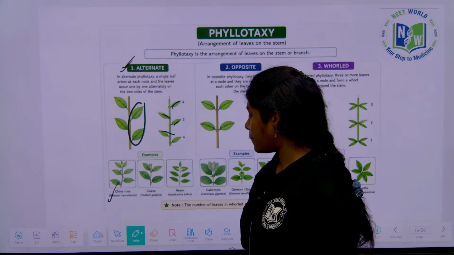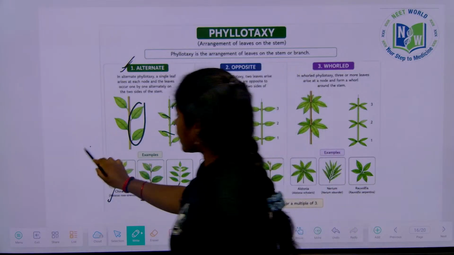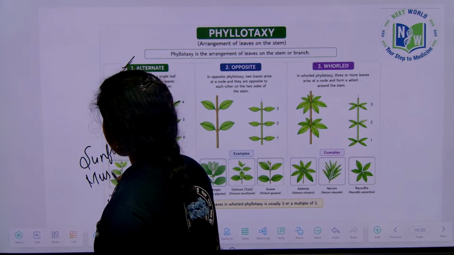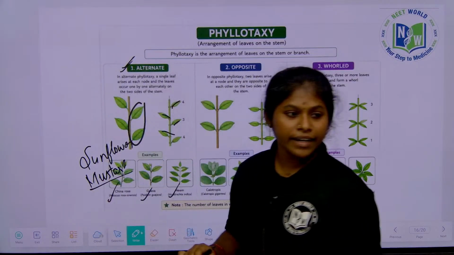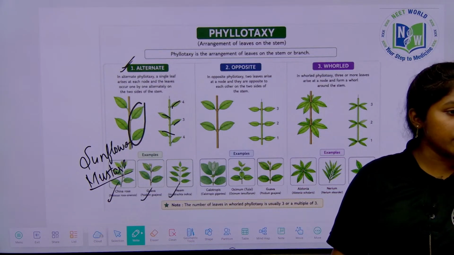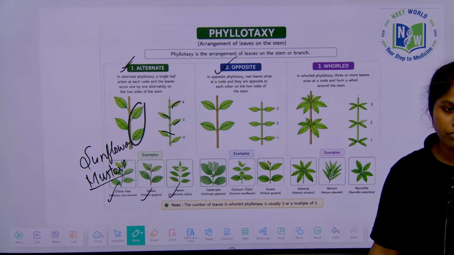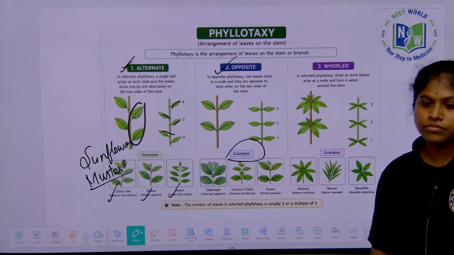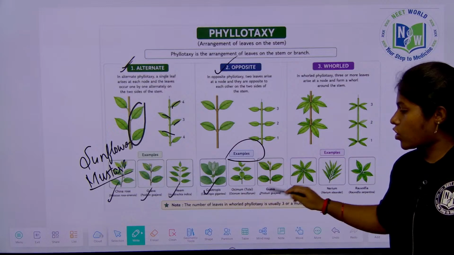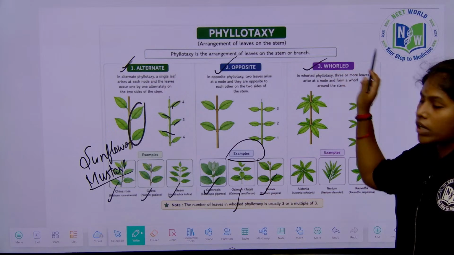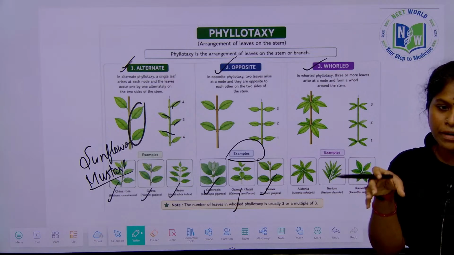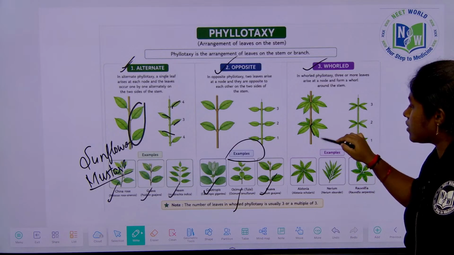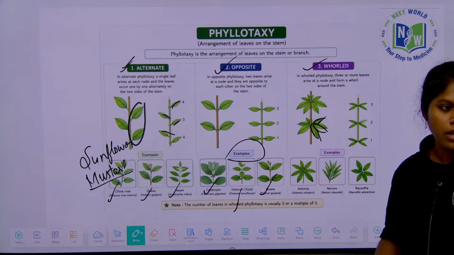The examples are sunflower and mustard. These are also examples of alternate phyllotaxy. And coming to opposite phyllotaxy, the leaves are arranged exactly opposite. The examples are Calotropis, guava, ocimum. And coming to whorled, which means a group of leaves present at one point. From each node, they arrange as a group of leaves.